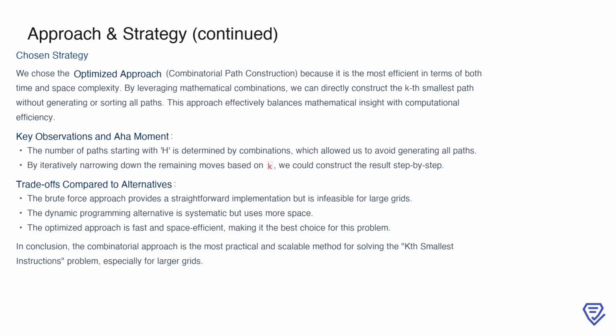Compared to the alternatives, the brute force approach, while simple, is computationally infeasible for large grids, and the dynamic programming solution, although systematic, incurs significant space overhead. The combinatorial approach strikes the perfect balance between scalability and efficiency, making it the most practical choice for solving the kth smallest instructions problem, especially for larger inputs.